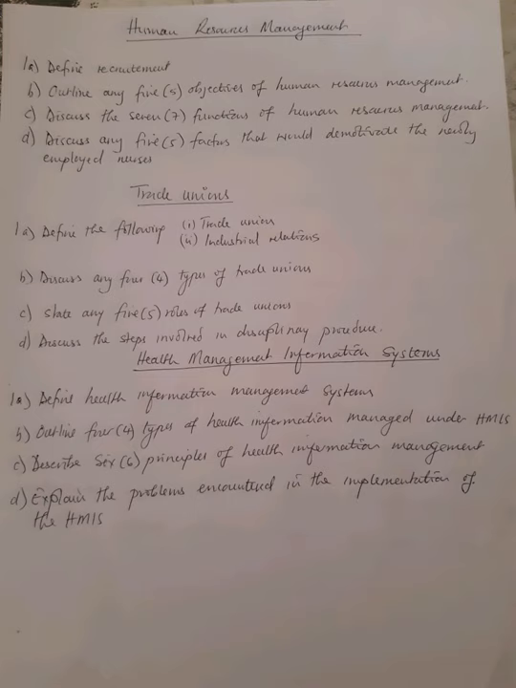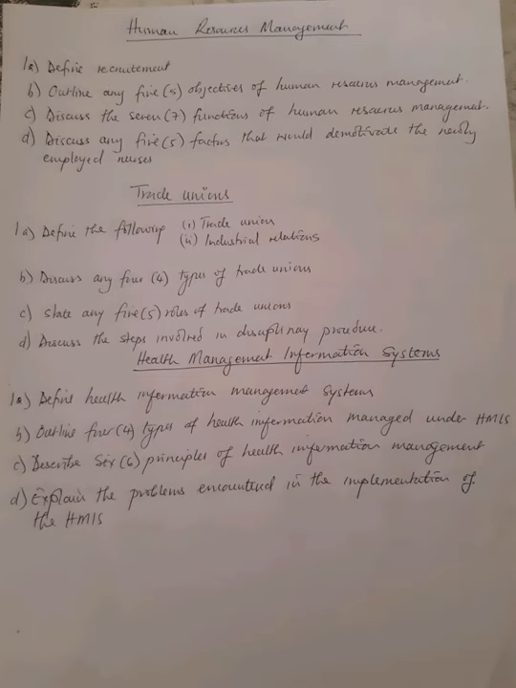Part 1B, outline any 5 objectives of human resource management. The first objective is effective utilization of resources. So this is one of the objectives of human resource management, where we are saying when we have the people, which is the human resource, the resource which is human, people, individuals in an organization, effective utilization of this human resource is the first objective of human resource management.